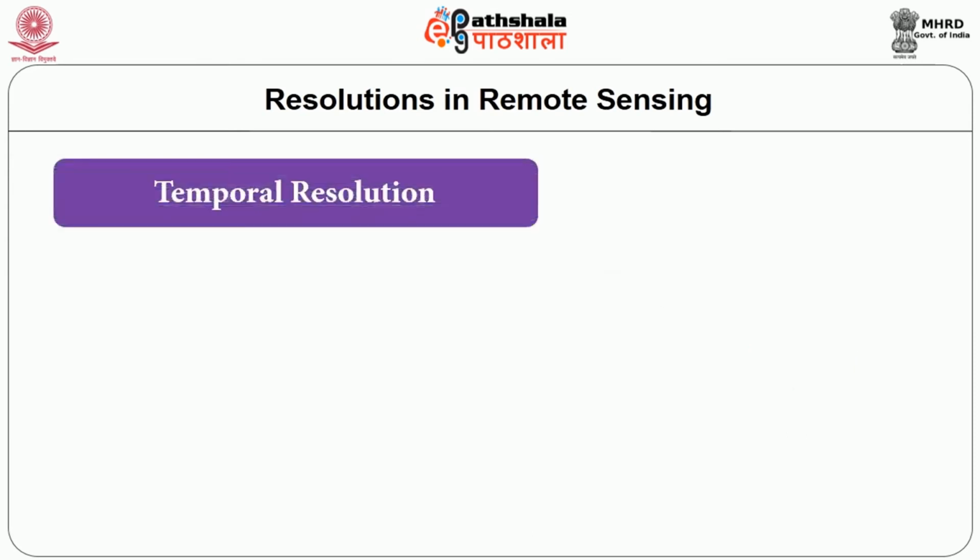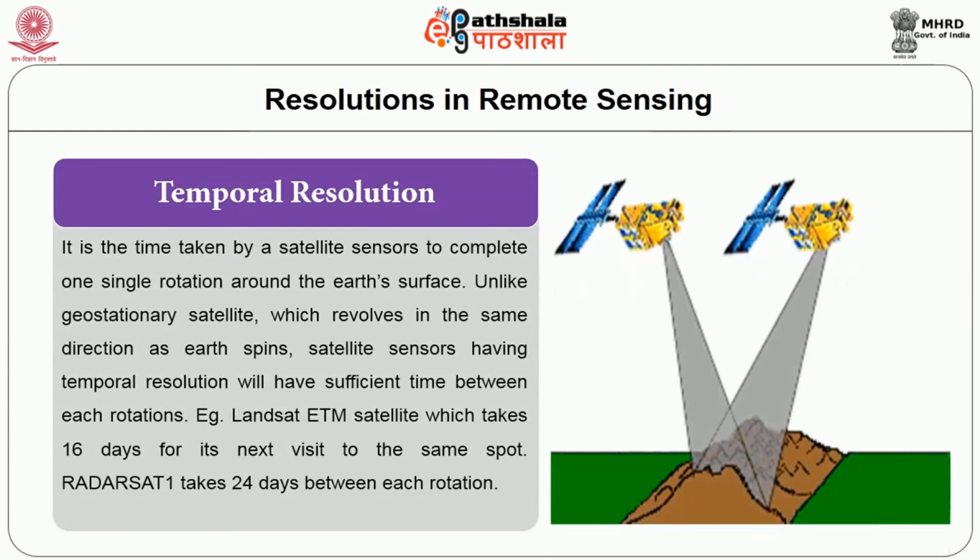Temporal resolution. Temporal resolution is the time taken by a satellite sensor to complete one single rotation around the Earth's surface. Unlike other satellites, for example geostationary satellites, which revolve in the same direction as the Earth spins.